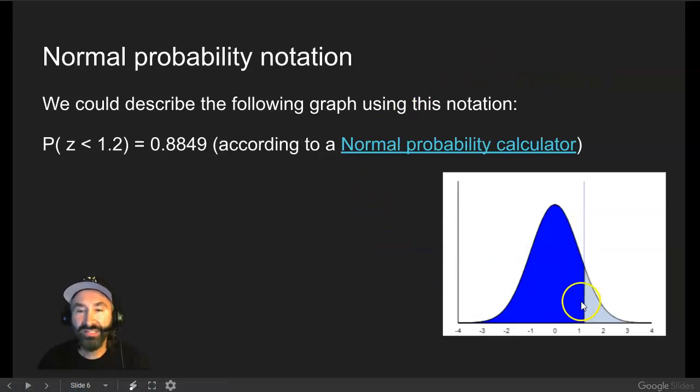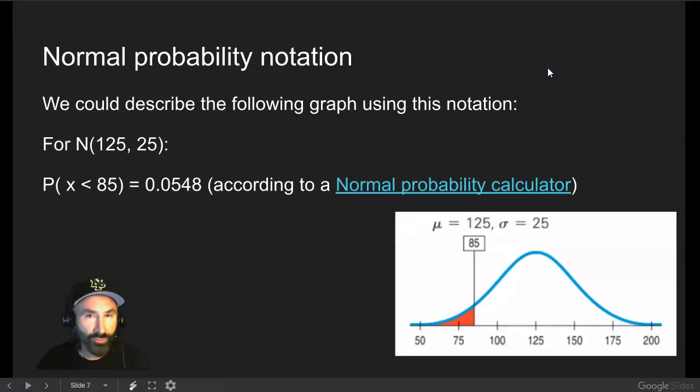So, in this case, I have a z-score of 1.2, that's where my cut point is, but the area is shaded to the left instead of the right. So in this case, the way that I would describe this is that the probability of z being less than 1.2 is equal to whatever I found in my z-table or my normal probability calculator. In this case, it's 88.49%. All right, let's take a look at another example.